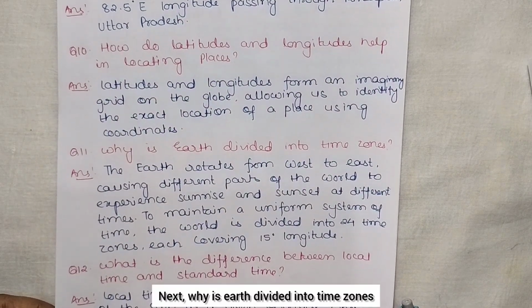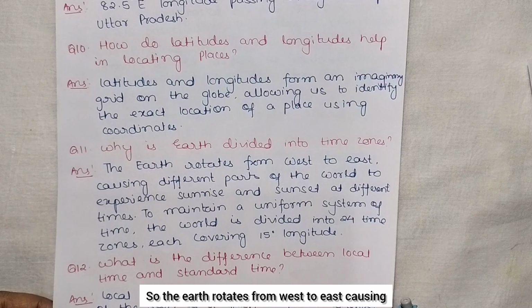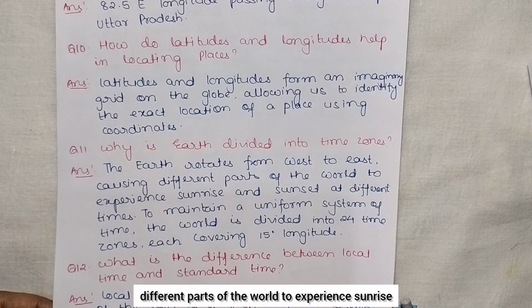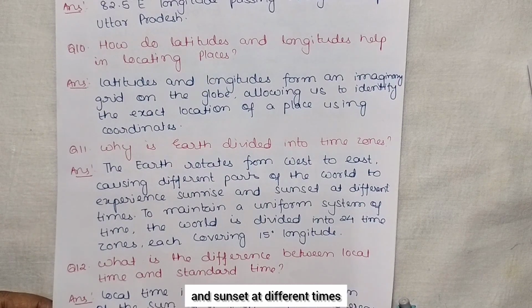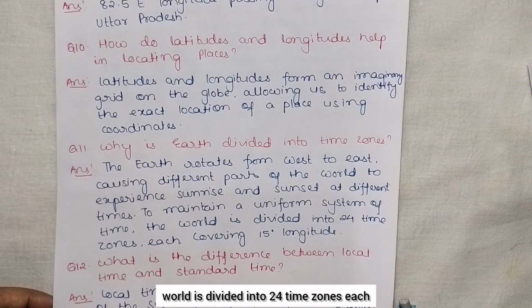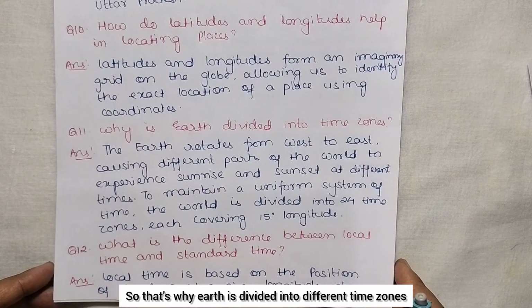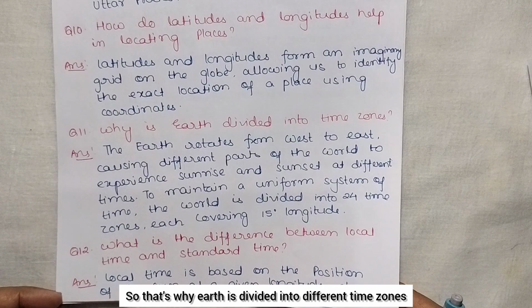Next, why is Earth divided into time zones? The Earth rotates from west to east, causing different parts of the world to experience sunrise and sunset at different times. To maintain a uniform system of time, the world is divided into 24 time zones, each covering 15° longitudes. So that's why Earth is divided into different time zones.